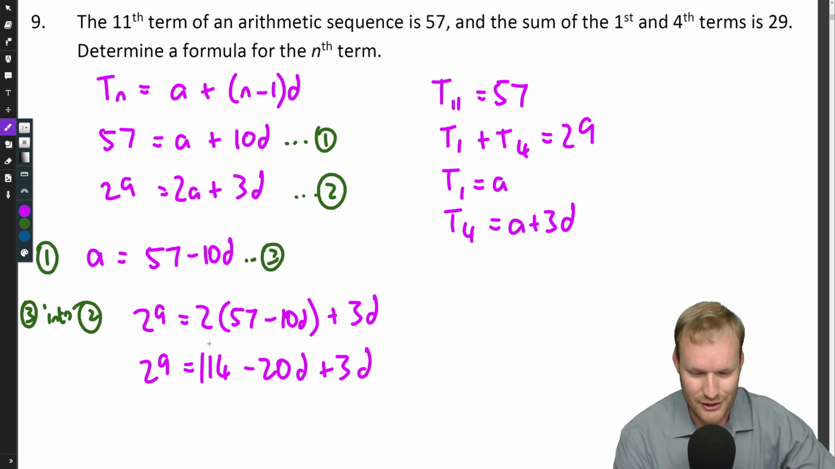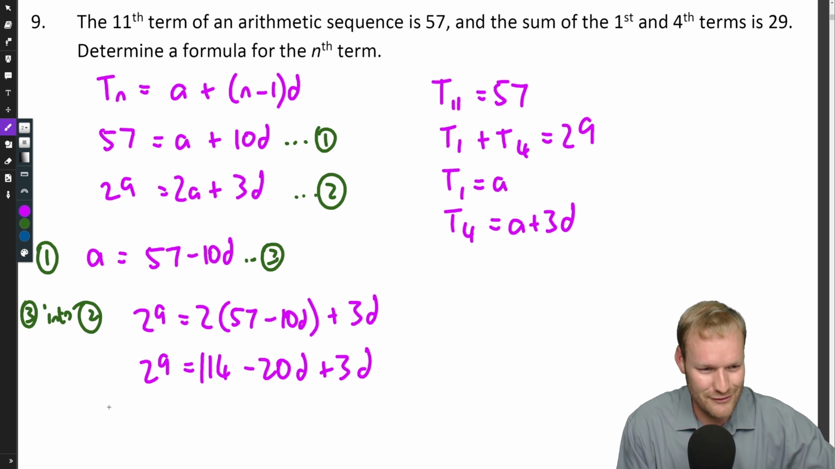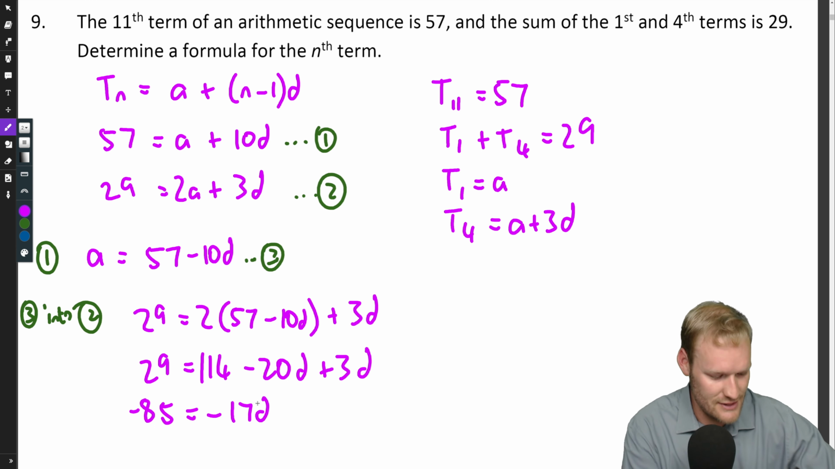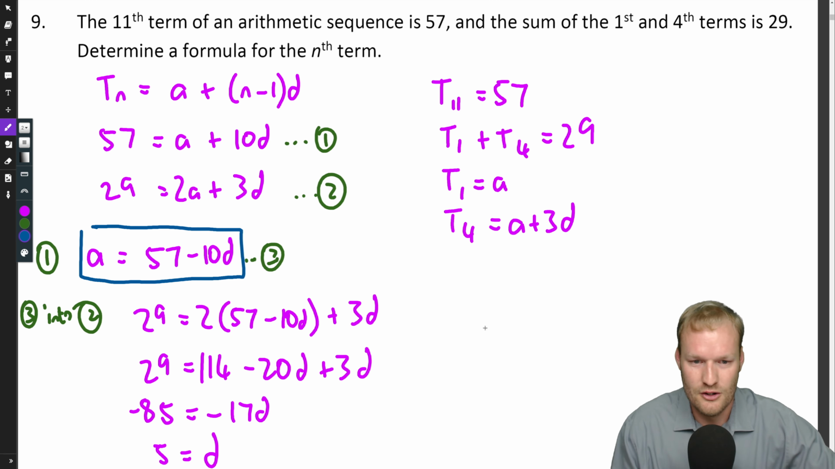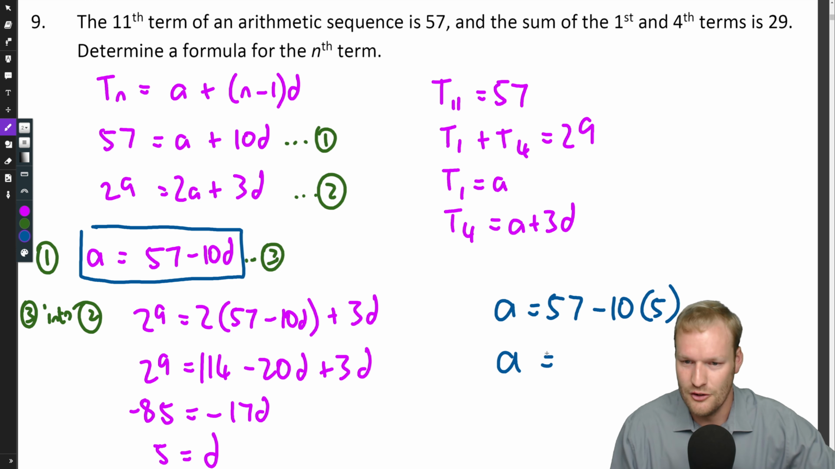Oh, I'm going to need my calculator here. I don't know these things off by heart, seriously. Minus 85. So minus 85 equals minus 17d, divided by minus 17. So therefore d equals 5, which we can then sub back into this equation over here. So we know that a equals 57 minus 10 times d, and d is 5. So 57 minus 50, shouldn't need the calculator for that.